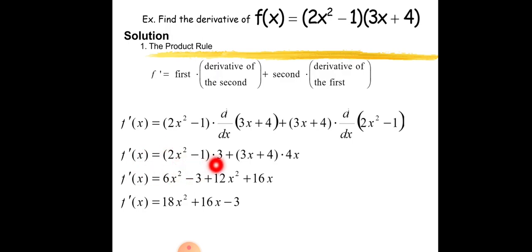So we have 2x squared minus 1 times the derivative of the second, which is 3, because the derivative of 3x is 3 and the derivative of 4 is 0 because 4 is a constant, plus 3x plus 4 times the derivative of the first, 2x squared minus 1. The derivative of 2x squared is 4x because you have to put the power down, and we have 2, so 2 times 2 equals 4. Subtract 1 from the power, so we have 4x. The derivative of 1 equals 0. This is f prime, or the first derivative. If you want to simplify this expression, you may expand the brackets and simplify.